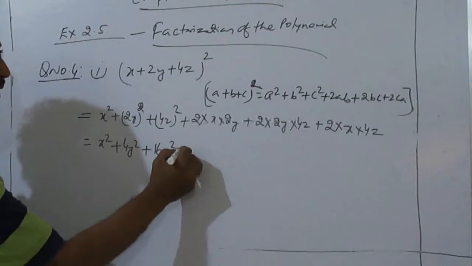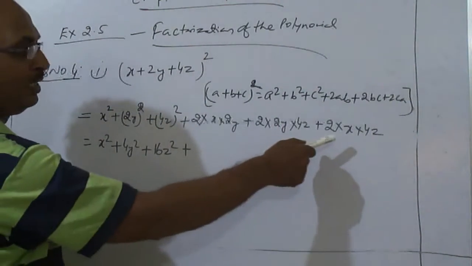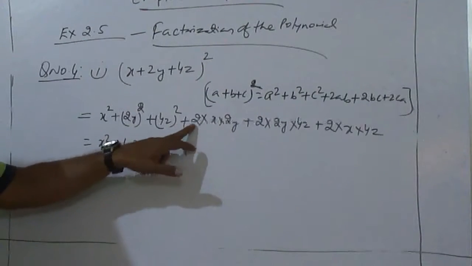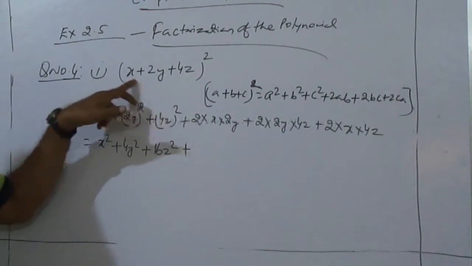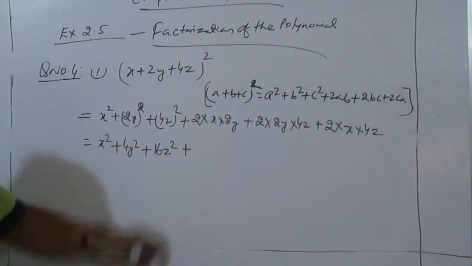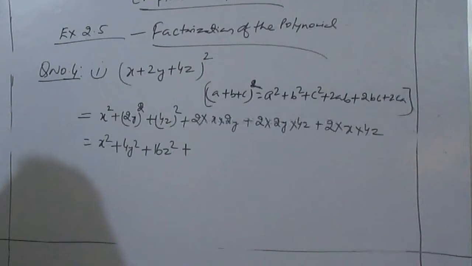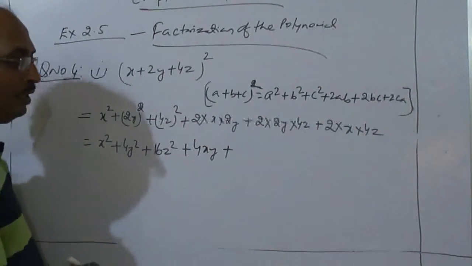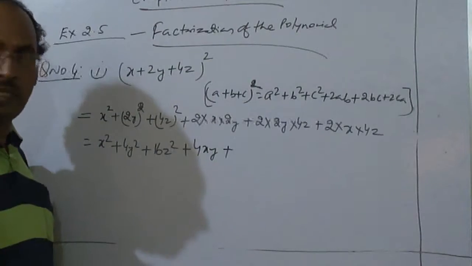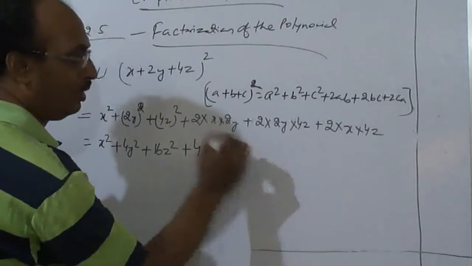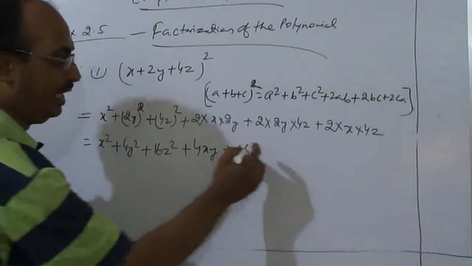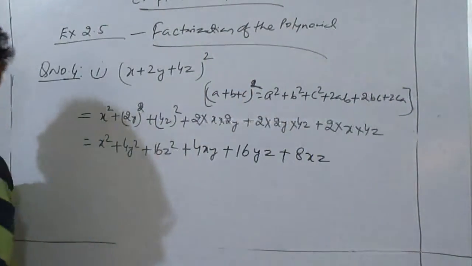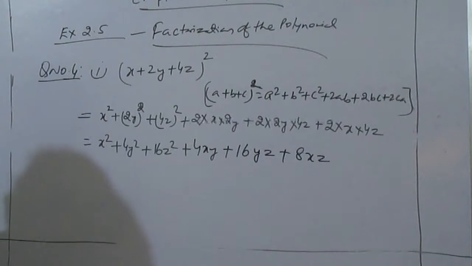So this is giving you x square plus 4y square plus 16z square. Then 2 into x into 2y, so it will be 4xy, plus 16yz, plus 8xz. Any doubt? Okay.